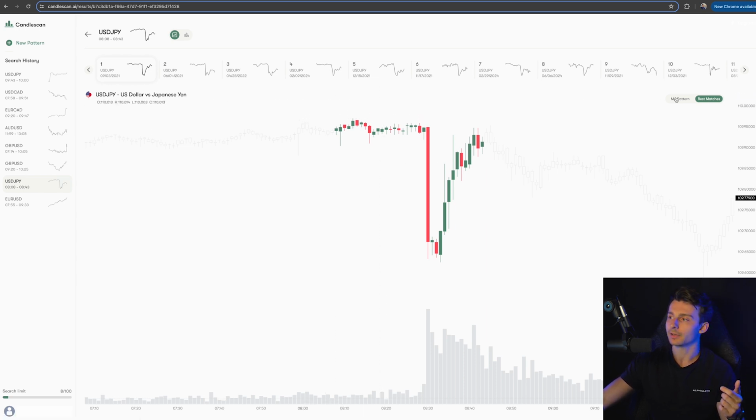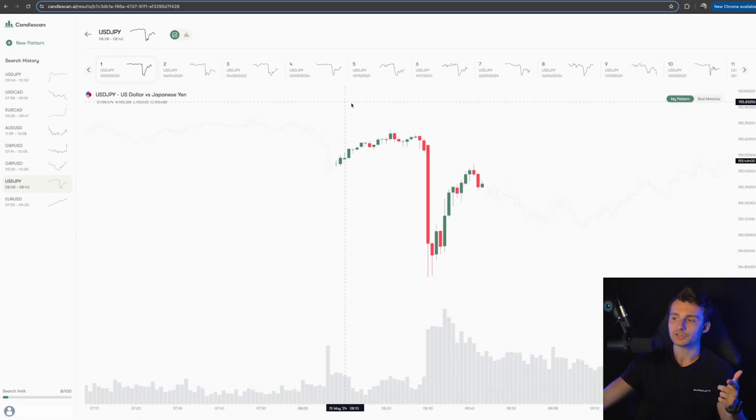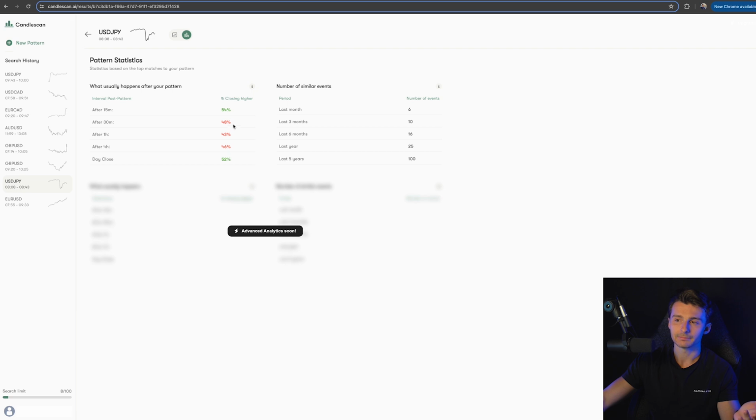Here's a situation on, let's go to my pattern, where we have the US dollar versus the Japanese yen. We have kind of a consolidation, a big dip, and then a bounce back. What tends to happen after that? Not as clear. Closer to 50% on that.